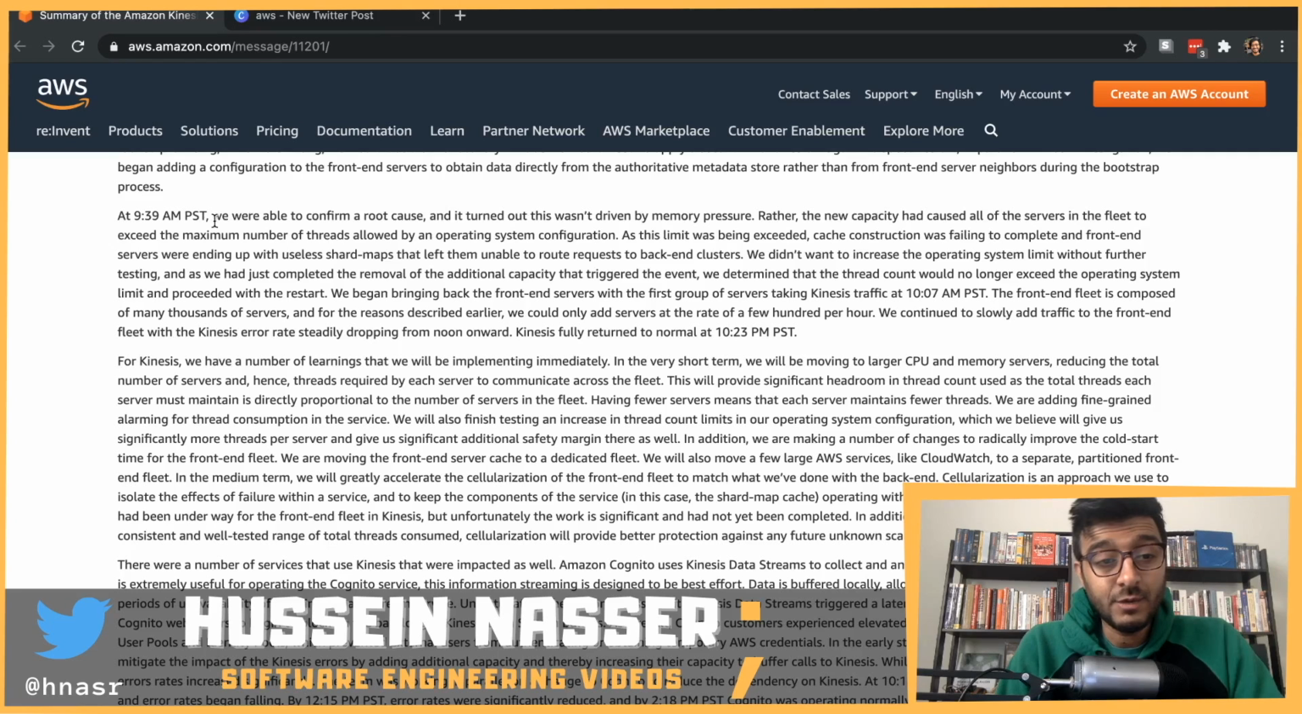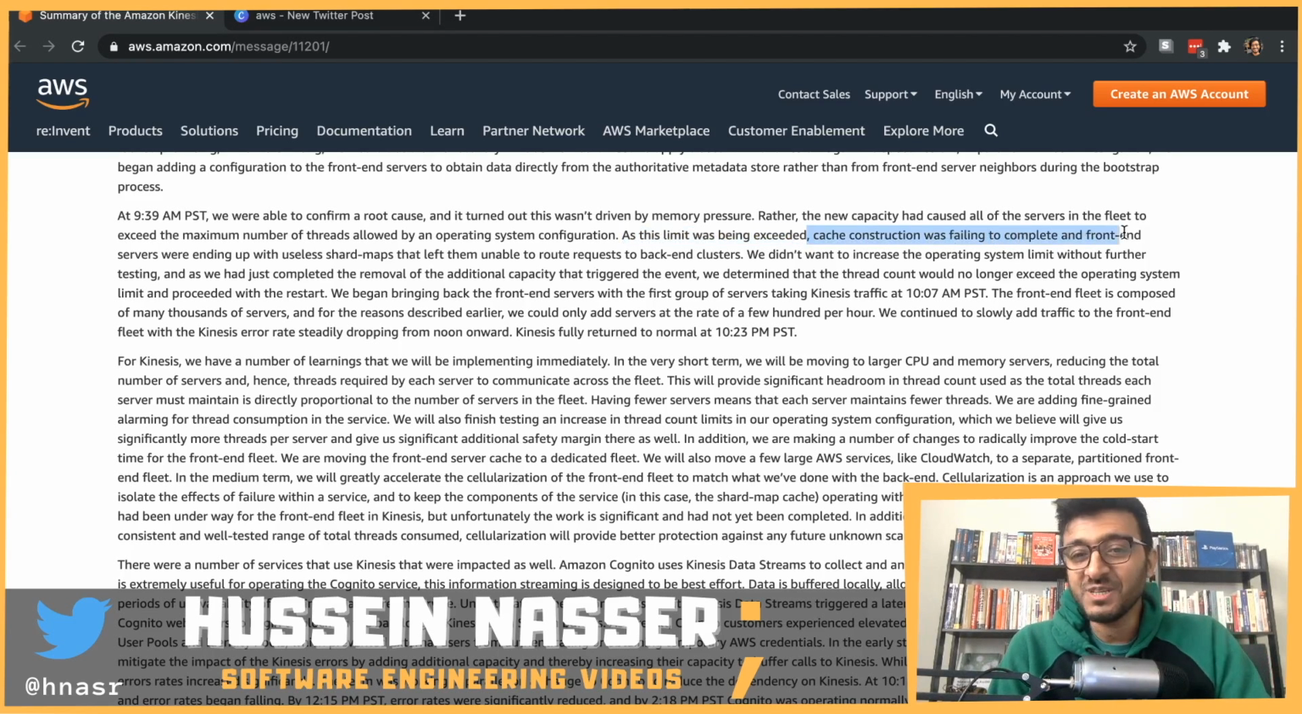There you go. There is where they actually find out. At 9:39, we were able to confirm the root cause. And it turns out this wasn't driven by memory pressure, rather the new capacity had caused all the servers in their fleet to exceed the maximum number of threads allowed by an operating system configuration. They didn't say what that number is or was. As the limit was being exceeded, cache construction was failing to complete, and front-end servers were ending up with useless shard maps, leaving them unable to route requests to the backend cluster. That's exactly what we talked about, right? Or they try to connect to a backend cluster that just doesn't exist anymore.